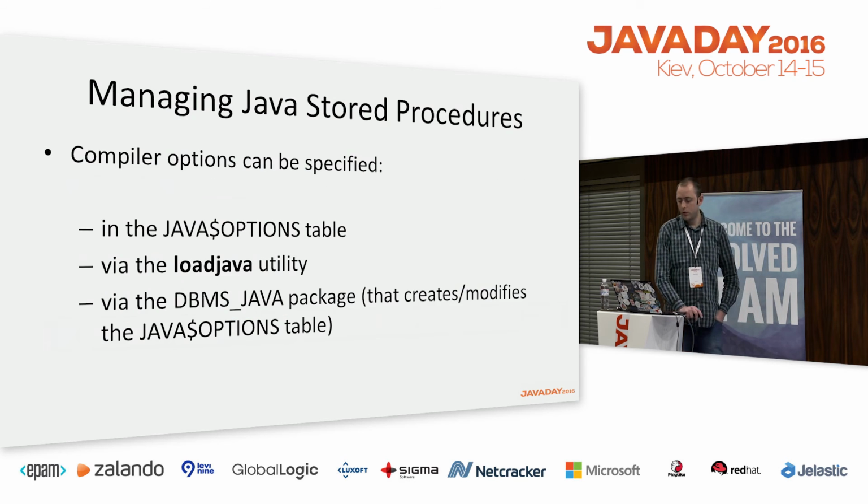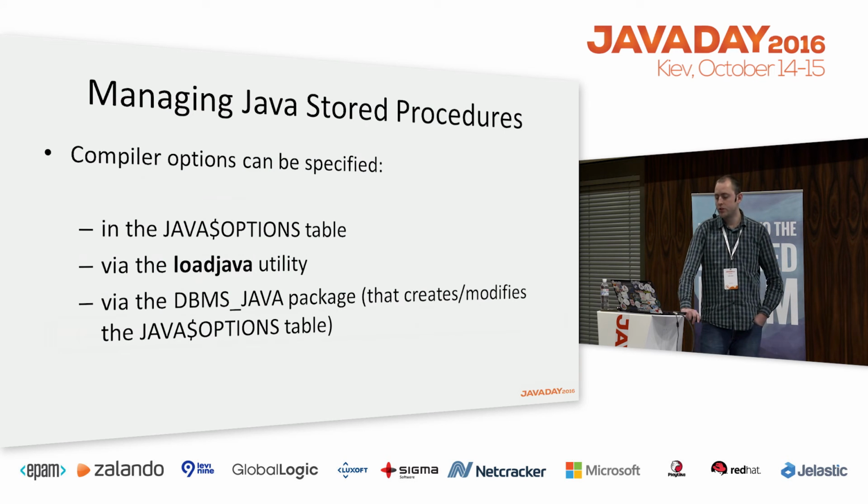Also, when you compile Java stored procedures, you may specify some compiler options. By default, when we load the Java class file, it was already compiled. But if we loaded the source file, you may need to specify different compiler options. For example, any of the compiler options currently supported by the standard JVM.